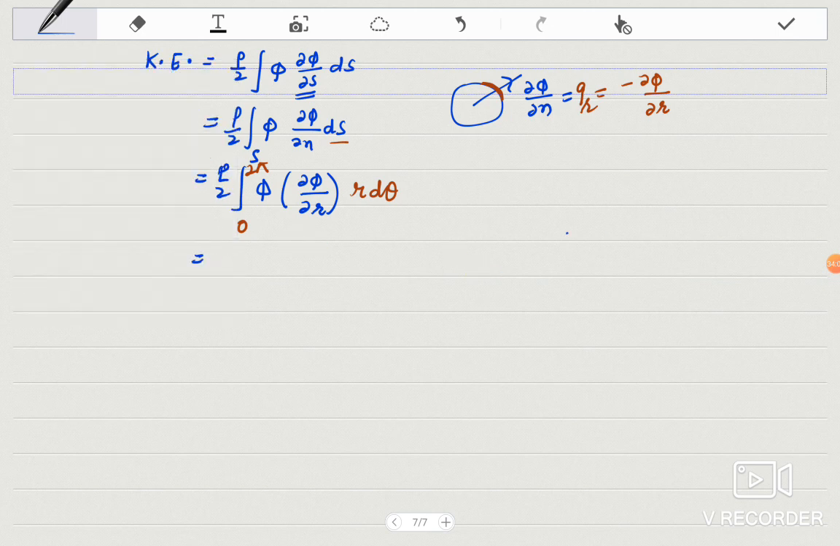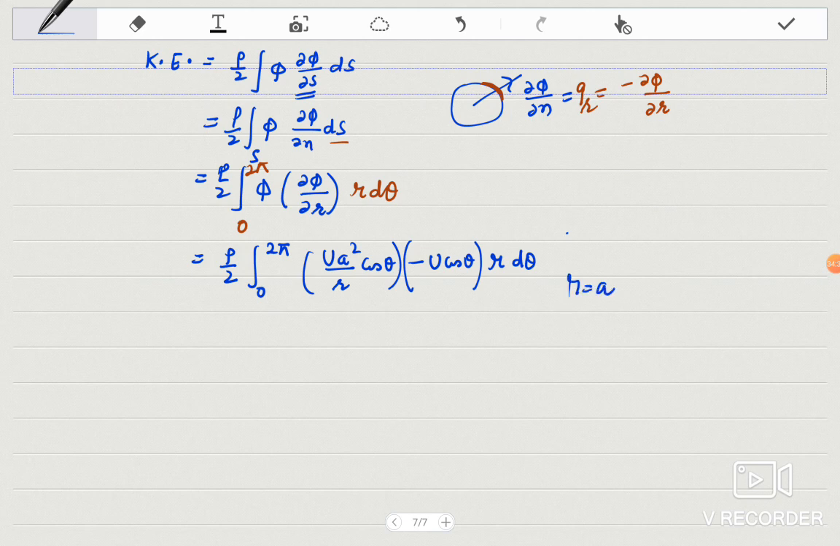So now we put the values. Rho by 2, integral 0 to 2 pi, phi is u a square upon r cos theta. Del phi by del r is minus u cos theta times r d theta. As we want to find the kinetic energy at the surface of the cylinder, I put r is equal to a, and this will be cancelled with this term, and we are left with minus rho by 2. u square is constant, so take it outside. a square will be cancelled.